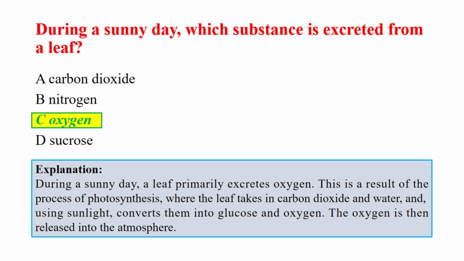Oxygen. This is because during the day, when there is plenty of sunlight, leaves carry out photosynthesis. This process involves the leaf taking in carbon dioxide from the air and water from the soil. Using the energy from sunlight, the leaf then converts these into glucose, a type of sugar used for energy, and oxygen. The oxygen produced is released into the atmosphere as a byproduct. So, on a sunny day, the main substance that leaves excrete into the air is oxygen.